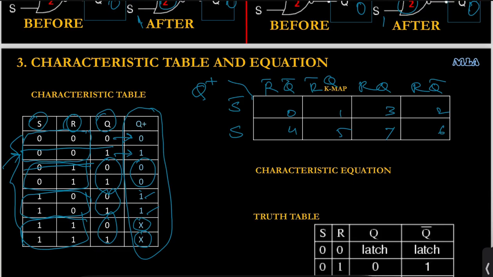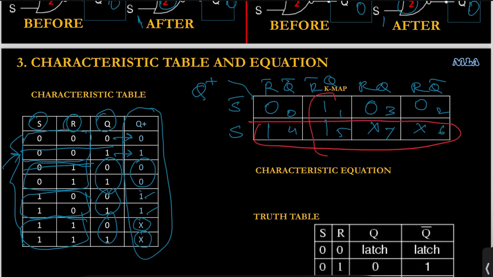Now, we are going to fill in the K-map with the values under the column Q plus. So it is 0, 1, 0, 0, 1, 1, don't care, don't care. Now, with this, we have to apply the grouping of the K-map. So we can make a quad here and one pair here. So this corresponds to one term and this corresponds to the second term, right? There are two terms.